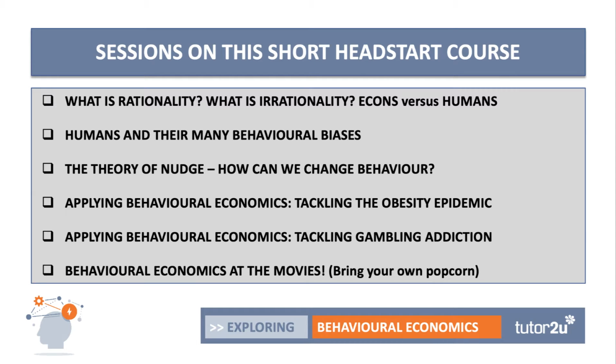In the first session, we'll be thinking about the concept of rationality. What does it mean to be rational, and what is irrationality? Looking in particular at the interesting debate about the difference between econs and humans. In session 2, we'll focus on humans and their many behavioural psychological biases. And then in session 3, we'll focus on the theory of nudge. Lots of examples of issues and how we can nudge people's behaviour.